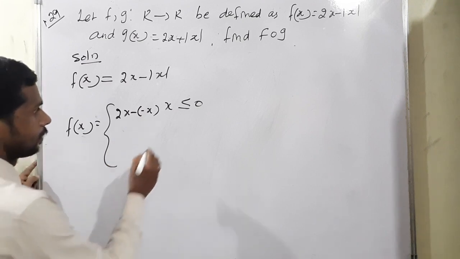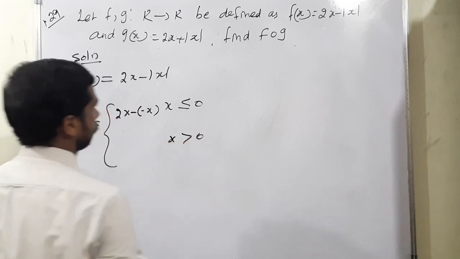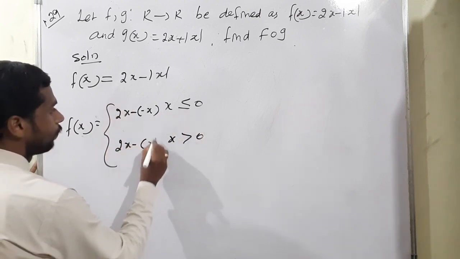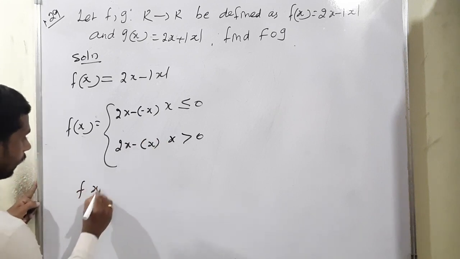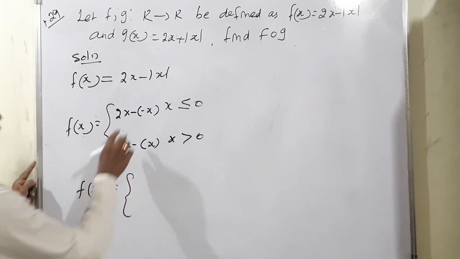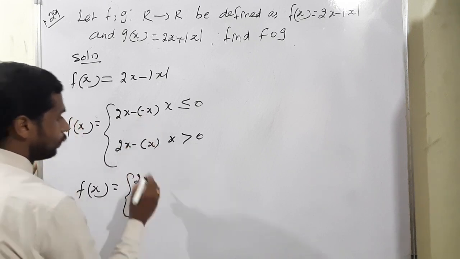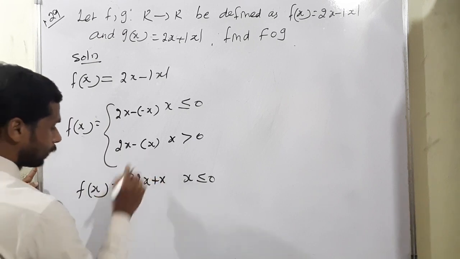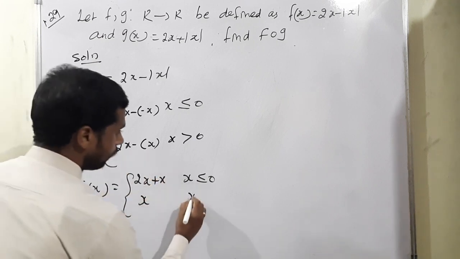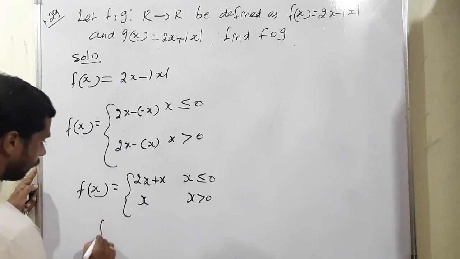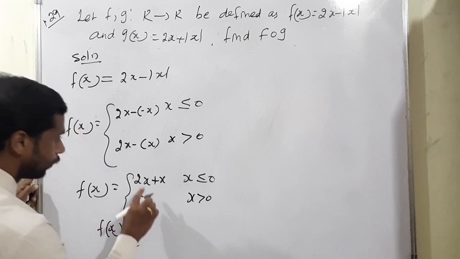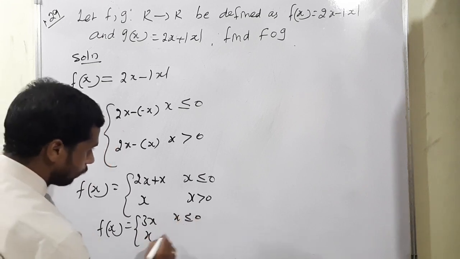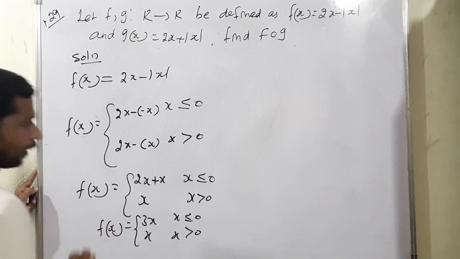So next case, x greater than 0. Greater than 0 means a positive value. Therefore, 2x minus x. Then the final form: f of x is equal to 2x minus of minus x, that is 2x plus x, when x less than or equal to 0. Again 2x minus x means only x when x greater than 0. Therefore, f of x is equal to 3x when x less than or equal to 0, and x when x greater than 0.